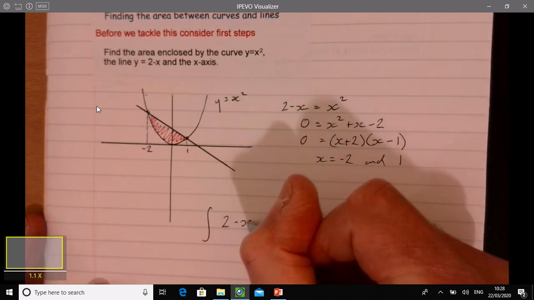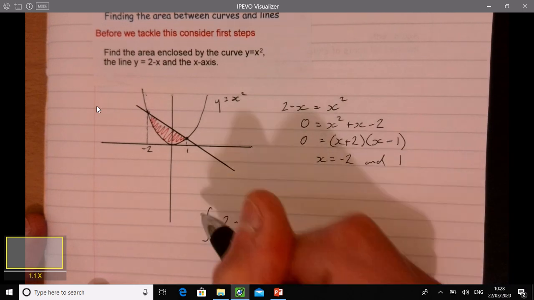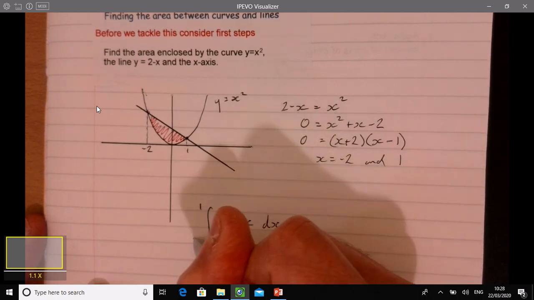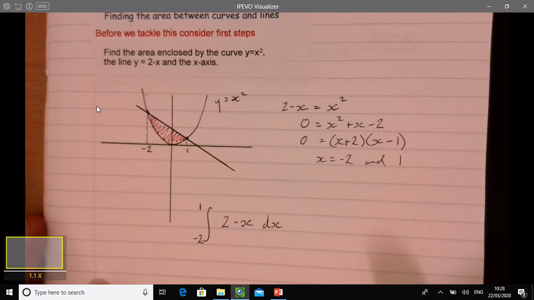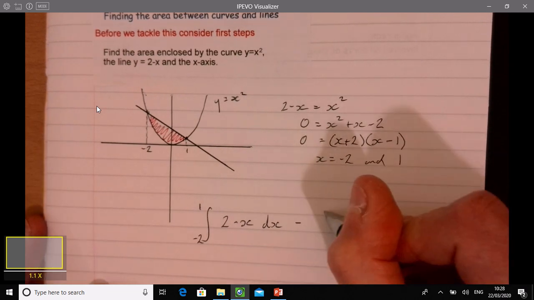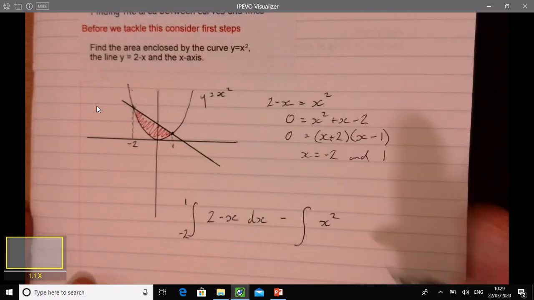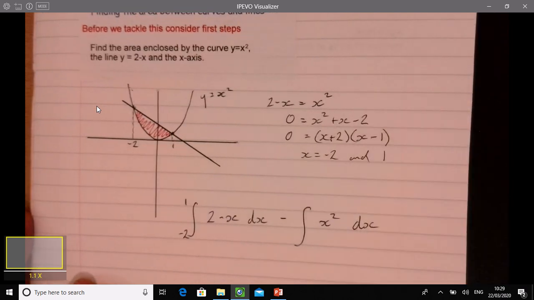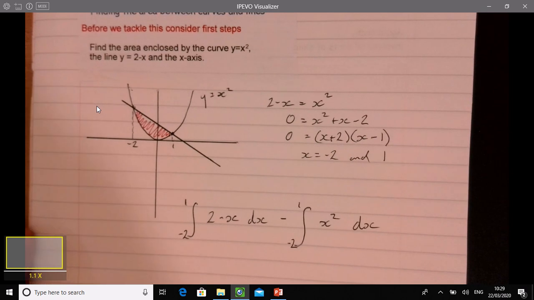2 minus x with respect to x there, between the limits 1 and minus 2, and we put the highest number at the top there. Okay, and then we're going to take away x squared, and that's going to be dx, and again 1 and minus 2. Now you can just enter this into your calculator. You could just put it into one long line there and you could get the answer.